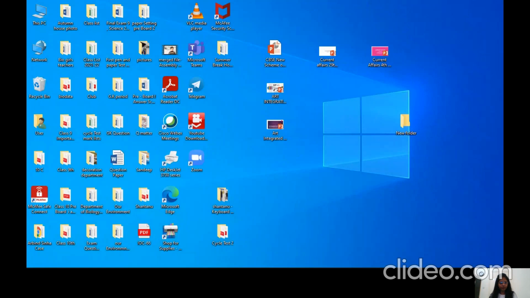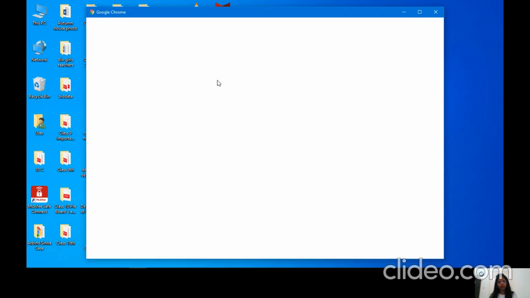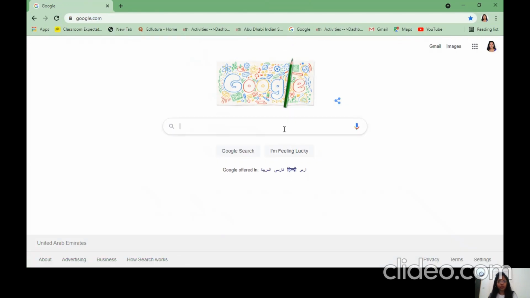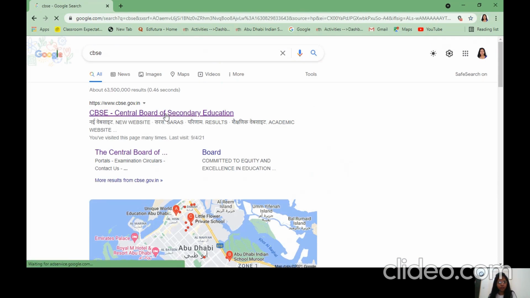Before that, we should know in which CBSE website these curriculum and sample papers are uploaded. So let's go to the CBSE site. For that, you have to go to the Google search engine. Okay, Google Chrome. So my Google Chrome is here. Now I'm going to Google. Here I'm writing CBSE. Just remember CBSE. Click CBSE academic website.